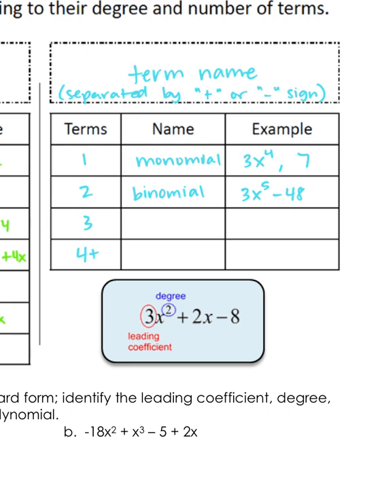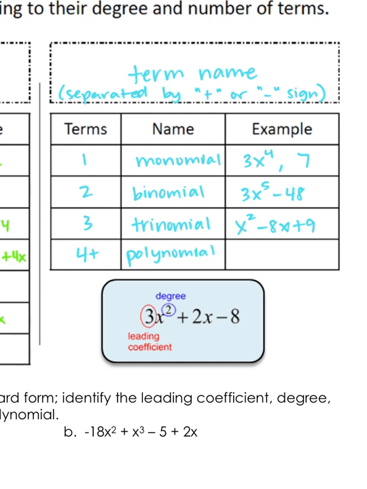Now this has nothing to do with the degree. This is just how many terms are actually there. When there are 3 terms, it's a trinomial. So I could have x squared minus 8x plus 9. That would be a trinomial. And then 4 or more is a polynomial.